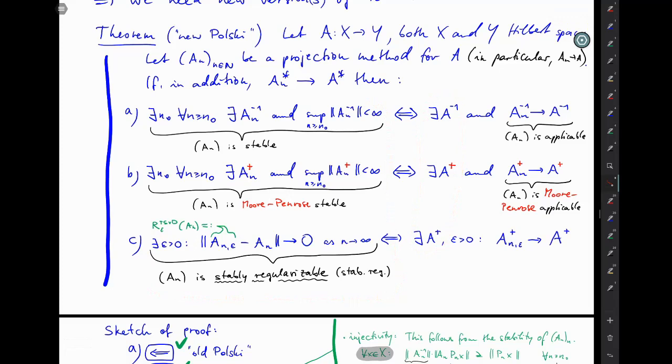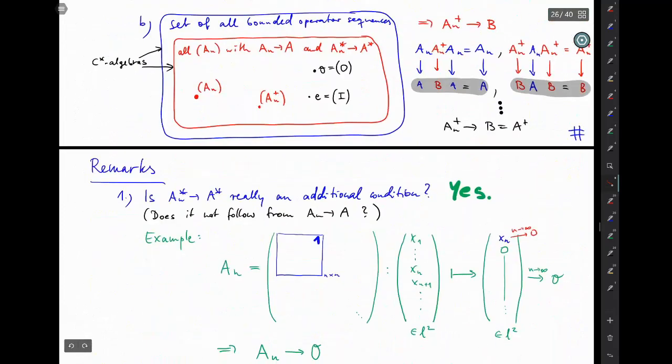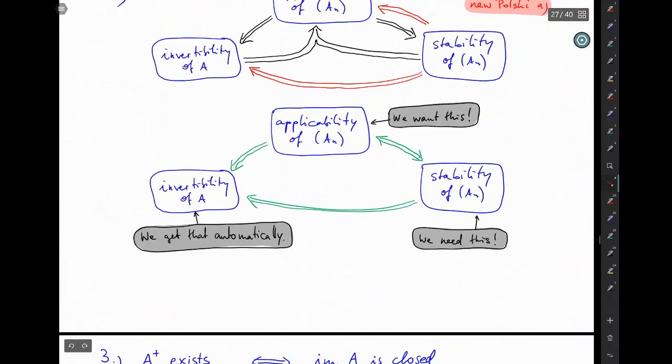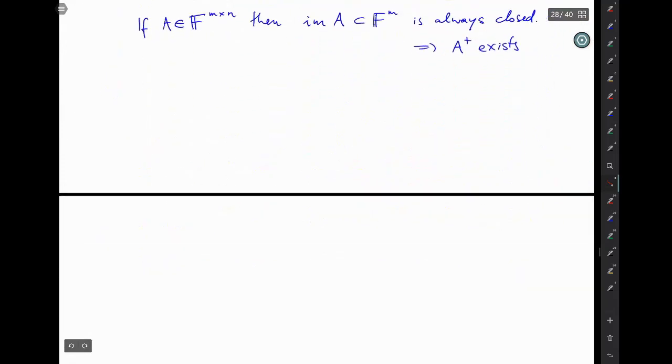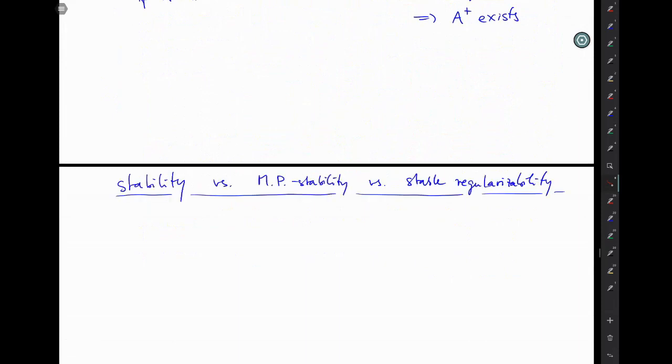Okay, so this is the task now. How do we recognize my sequence is stable or Moore-Penrose stable or stably regularizable? And how are these three properties connected one to another? That's the topic. And one thing that we did successfully already was recognizing stability by looking at the singular values of my sequence AN. So you have to look at the singular values of every operator AN and then let n go.